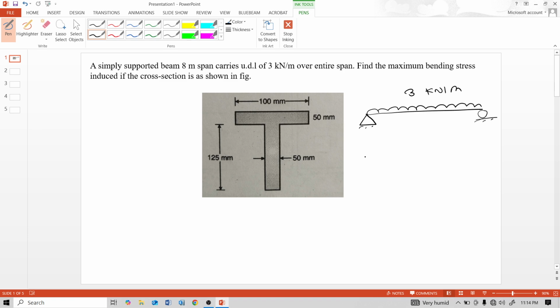So the bending moment for this beam is WL square by 8. That means 3 into 8 square by 8, where the 8 cancels, giving 24 kilonewton meter as the bending moment.